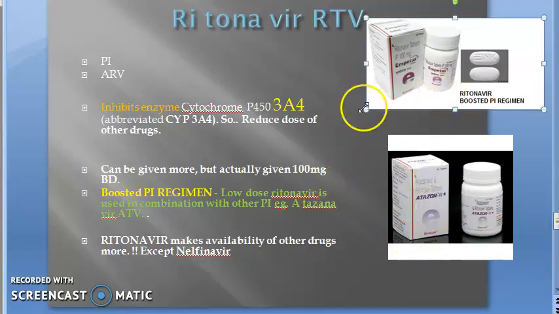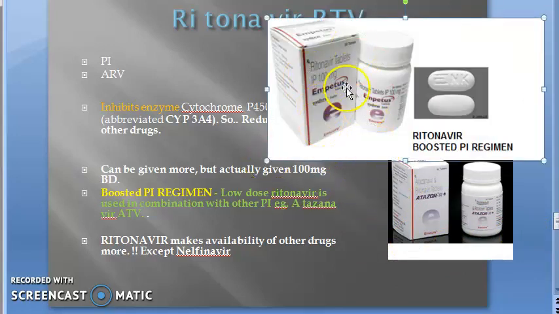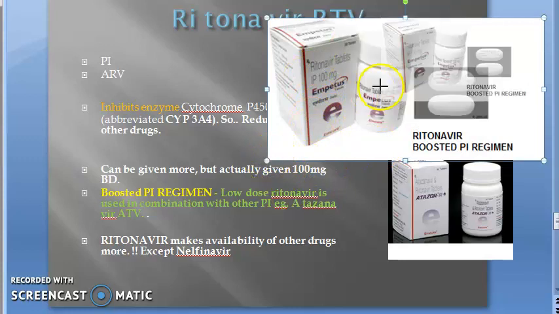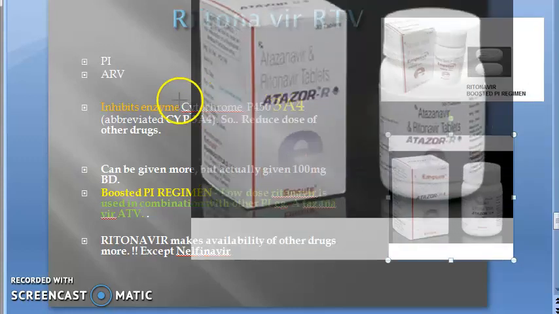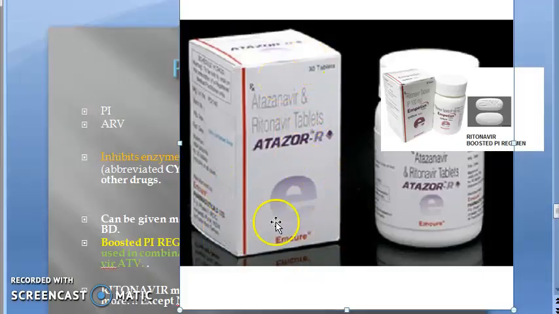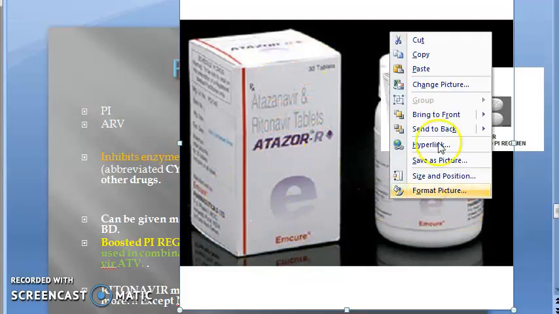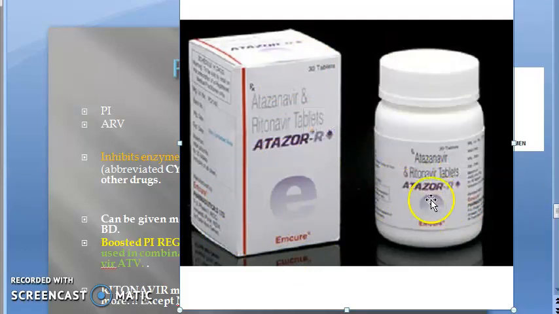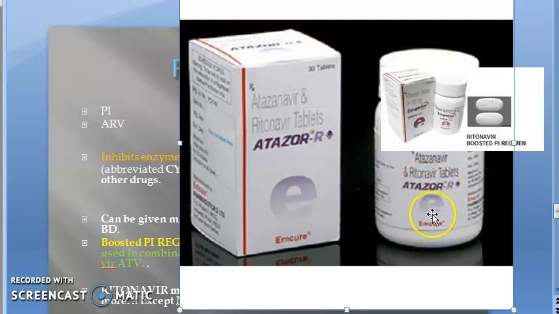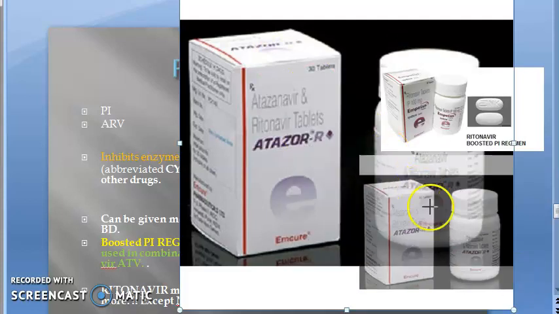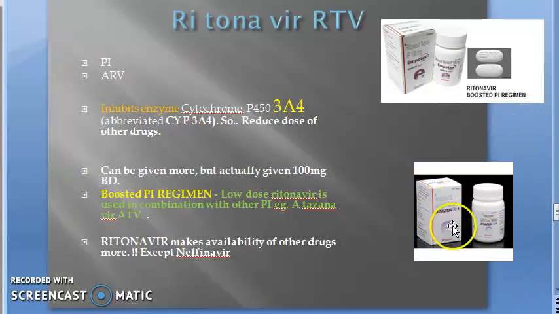So, 100 mg is what it is given in. Look at this, 100 mg, okay. Let's see if there's any more information on this one also. I can't clearly see here what the dose is. Anyways, so 100 mg twice daily. Okay guys, let's move on now.